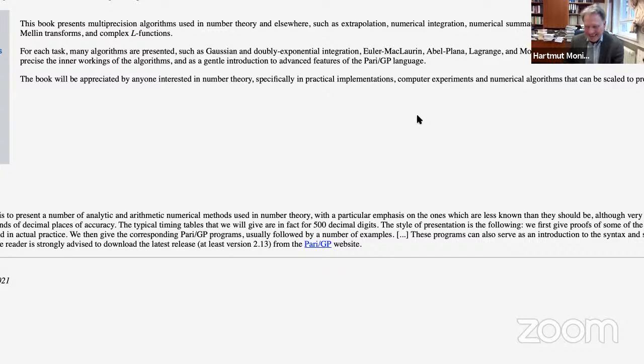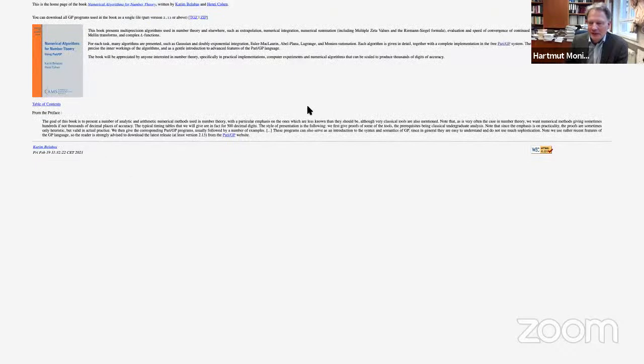There is something, I mean, Euler-Maclaurin, Abel-Plana, Lagrange, and Monien summation. So there's a chapter on my stuff there, which is numerical algorithms. My strength is really these algorithms. And you will see next time a calculation which basically shows you what can be done nowadays. John Voight and I have met many, many times at conferences, and he's still impressed with what I can do in my little calculations.